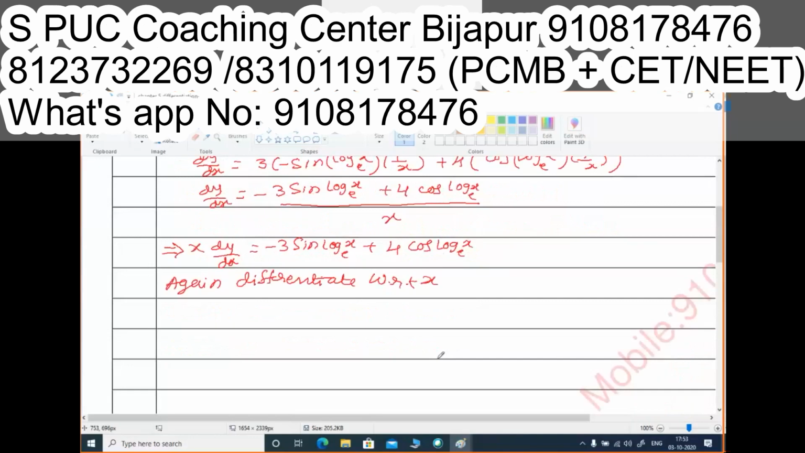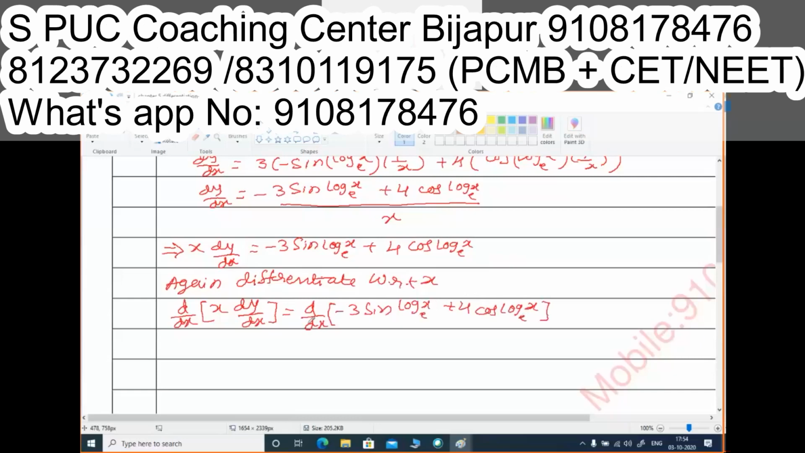Yes, Patel, tell me now what is going to come out if you differentiate again with respect to x. d by dx of x into dy by dx, which equals d by dx of minus 3 sin log x to the base e plus 4 cos log x to the base e.